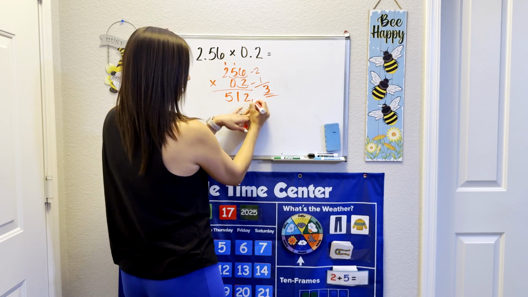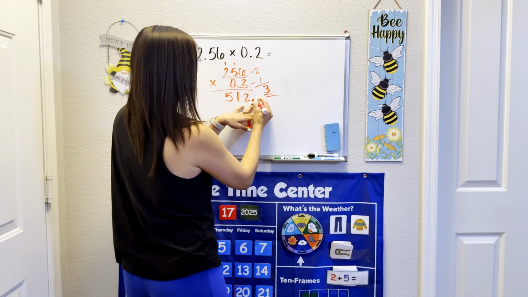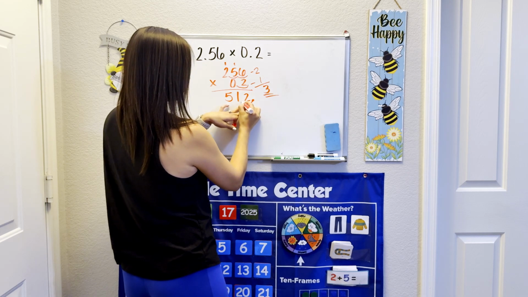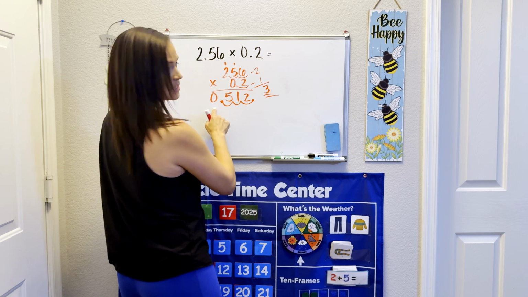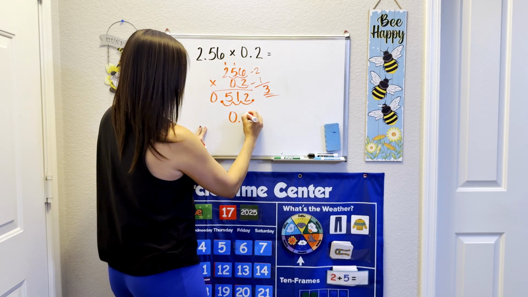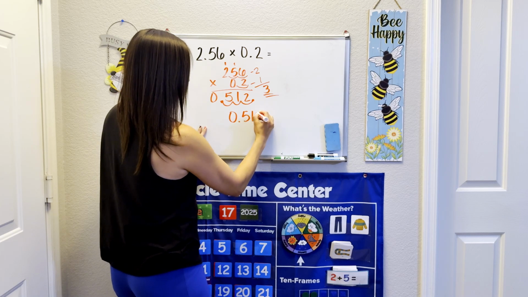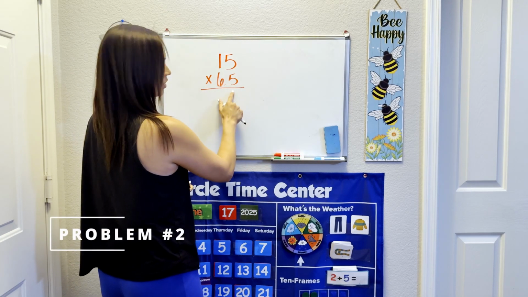So there is an invisible decimal point after every whole number, and we are going to jump to the left, 1, 2, 3, and then you can always fill a 0 on the other end if we would like. So our final answer is going to be 0.512.